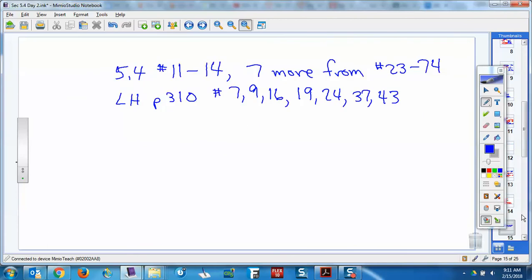So here's some problems in the book. I got 11 through 14. Then I just said pick at least 7 more from 23 through 74. There's a whole bunch of practice ones in the book, so we'll come back to that page just like we did with the derivative page and just try some from those pages. There are some websites, they're not as good with the antiderivatives, I didn't think, as they were with the derivatives, but I'll show you those next week. And then the LH packet has a handful to try there as well.